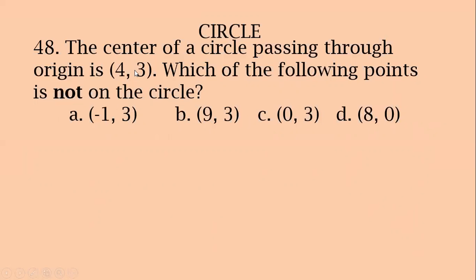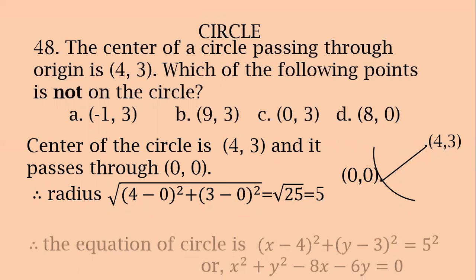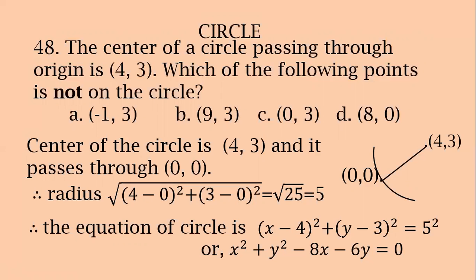So this is center and the circle passes through origin. So the distance from this point and origin will be the radius. So what is the radius? Distance between these 2 points. So radius is 5 here. So this is center and this is radius. So using the formula x minus a whole square plus y minus k whole square is equal to a square, you get this equation. Simple.